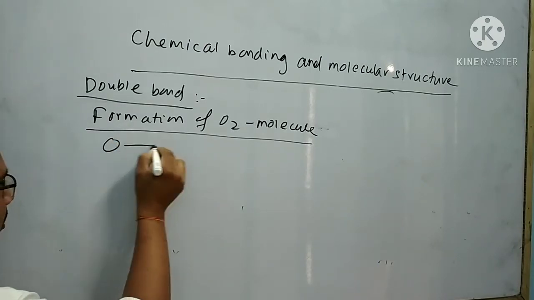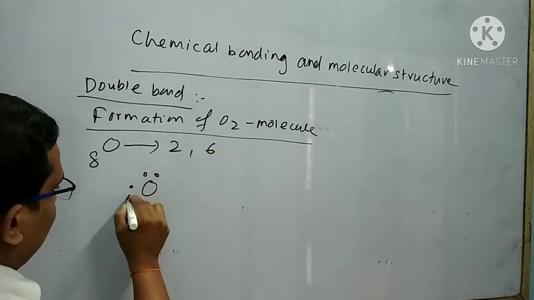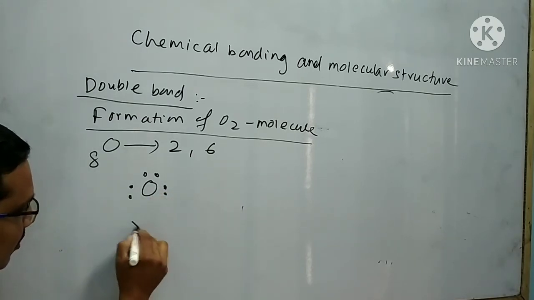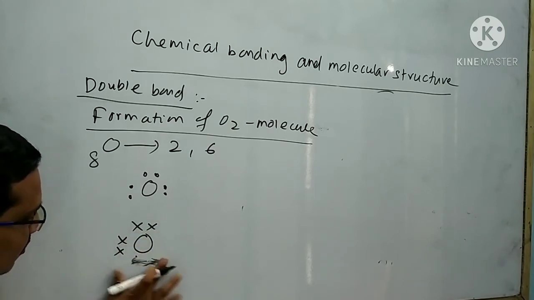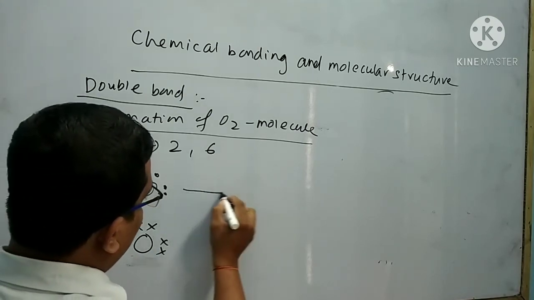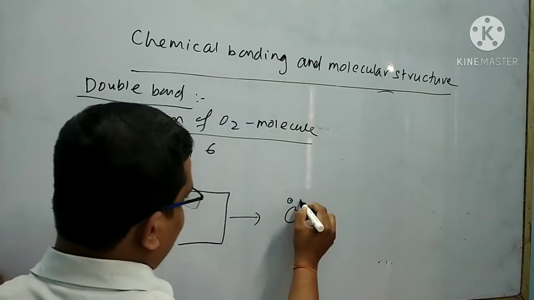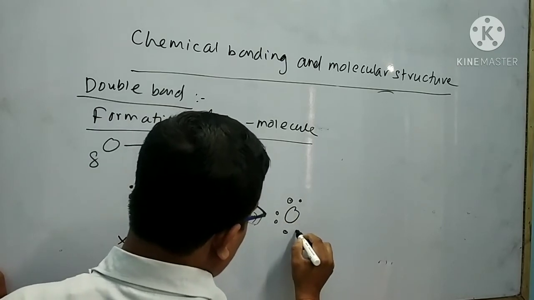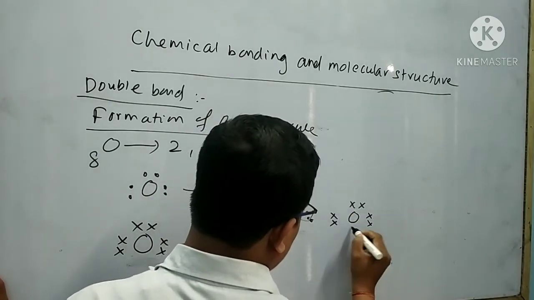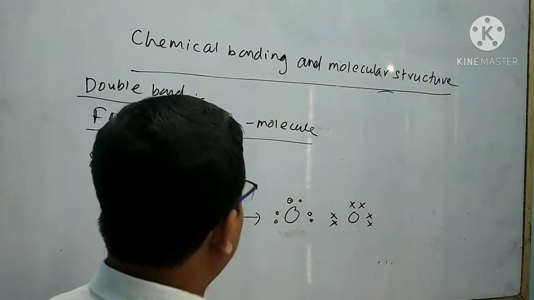The atomic number of oxygen is 8, the electron configuration is 2, 6. We have 6 electrons present in the valence shell of an oxygen atom. There are also 6 electrons present in the valence shell of another oxygen atom. When these two oxygen atoms come in contact with each other, they share 2 electrons like this. Look at that. Each oxygen atom shares 2 electrons to make a double bond.